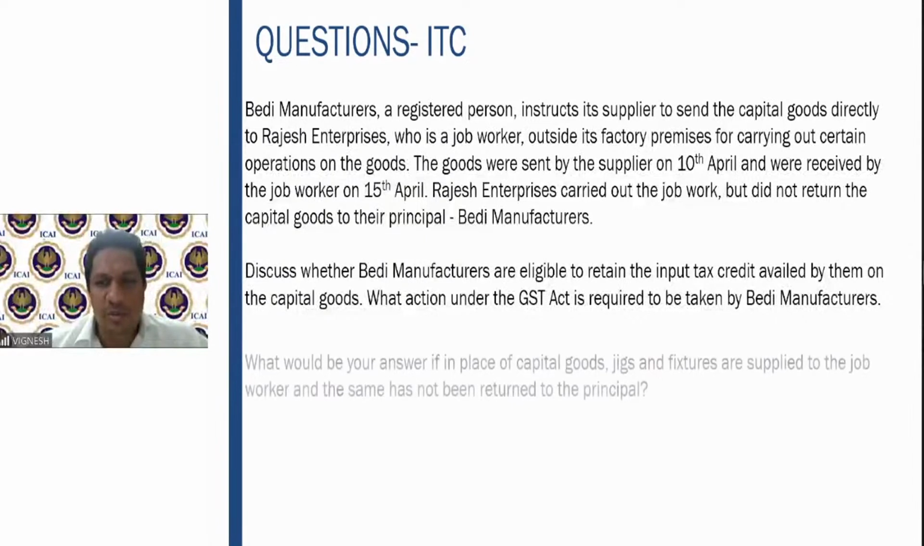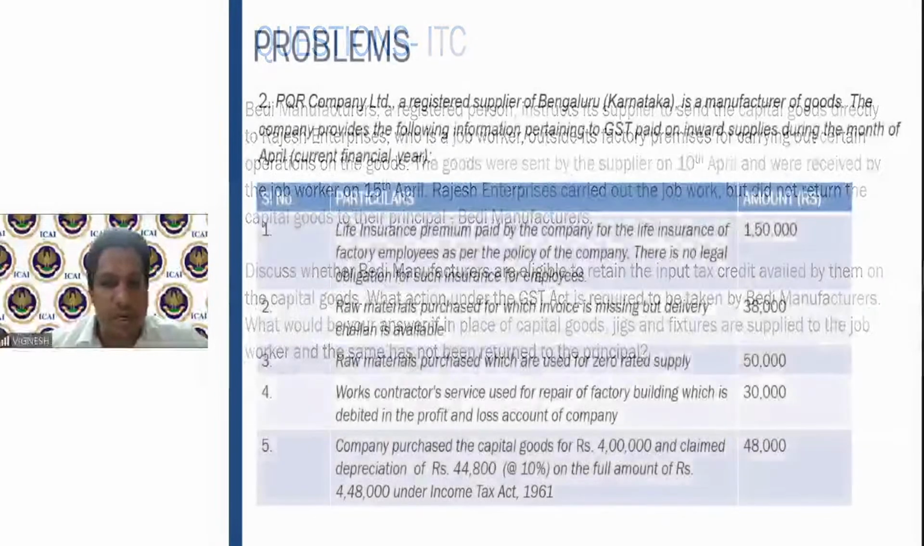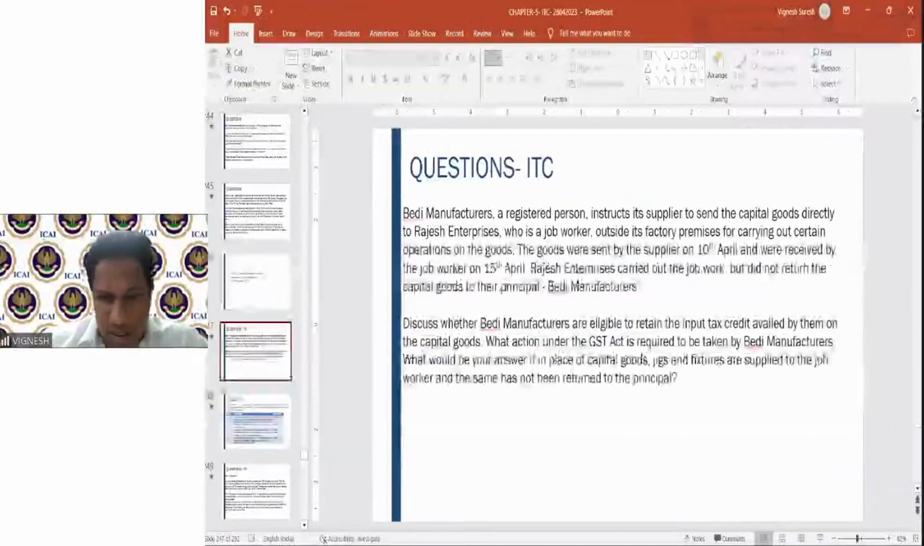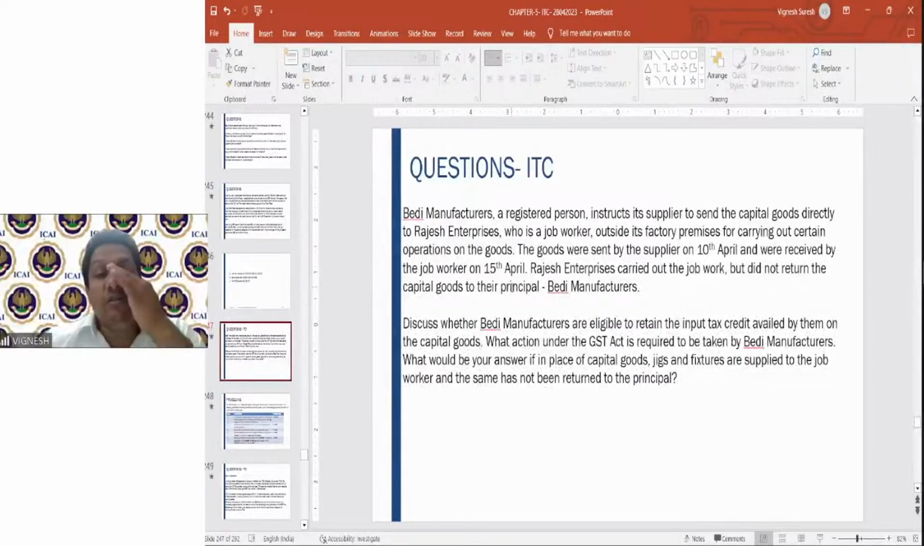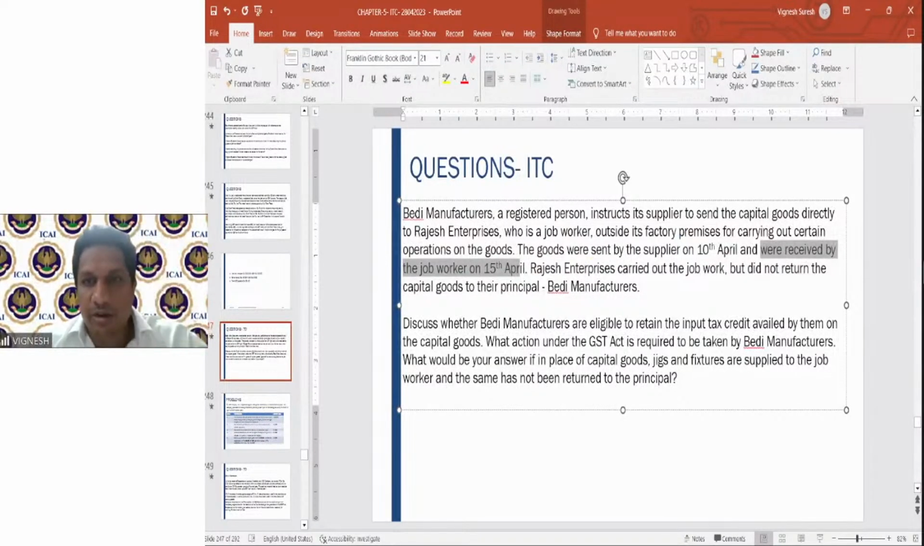Discuss whether they are eligible to claim the input tax credit, and what action under GST is required to be taken. What would be our answer if, in place of capital goods, jigs and fixtures are supplied to the job worker? Very, very simple question, again based on the provisions, but with an important concept which is cleared here. What is the date to be taken? The date which you have to take in case of direct sending by the supplier to the job worker is the date of receipt of the inputs or capital goods by the job worker. That is the important point mentioned here. Okay, that is the main point.